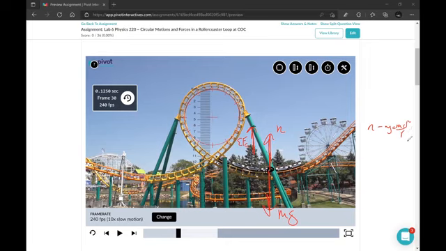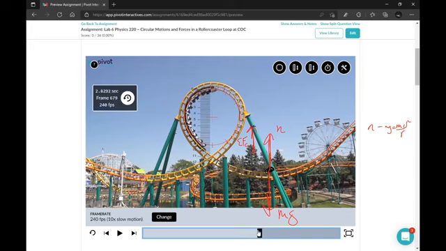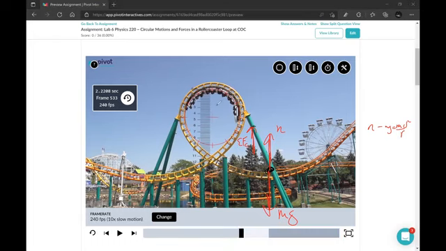And when you're at the top, let's say you're upside down, then the normal force and mg are both acting in the same direction. So N plus mg equals mv squared over r. Okay, so this is the equation at the bottom, and this is the equation at the top.